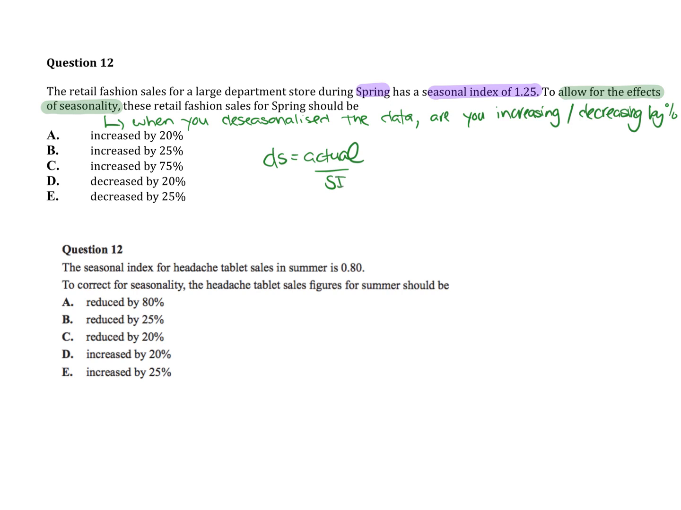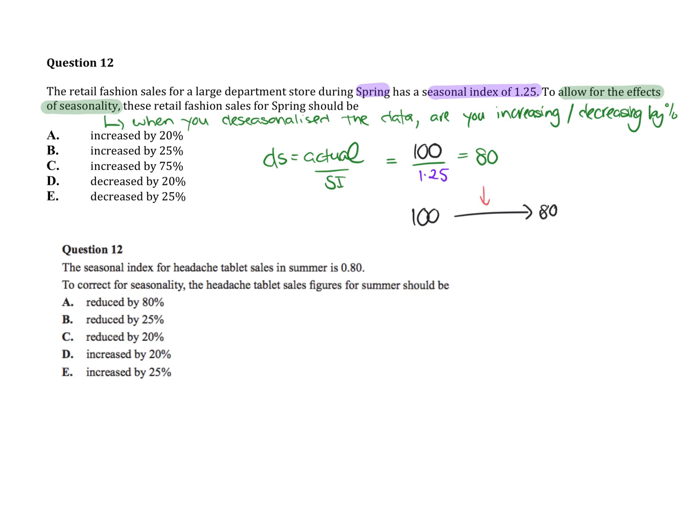So we want to know what happened. So I'm making up this actual of 100. I'm making it up because I'm using 100 because they're talking about percentage, so I can see how this 100 changes. So if I do 100 and I divide it by spring seasonal index there, which is 1.25, I'll end up with a value of 80. So my number went from 100 down to 80. So what happened there?